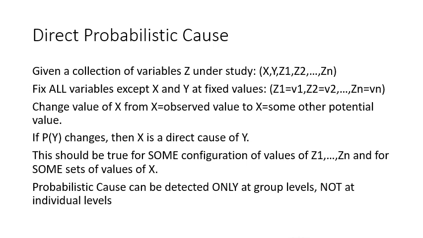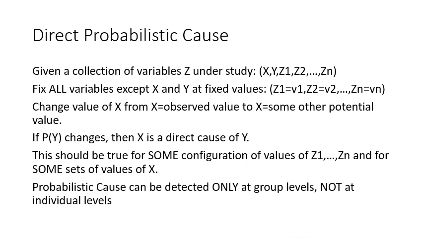And similarly, it should be true in some configurations. It's possible that for some configurations, some settings of z's, x has no effect on y. The z's could block off. But at least for some settings, x has to be able to affect y as long as they are constant at some fixed values. And so this is the probabilistic cause.